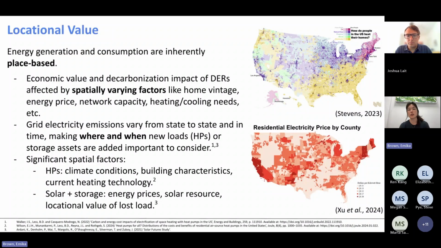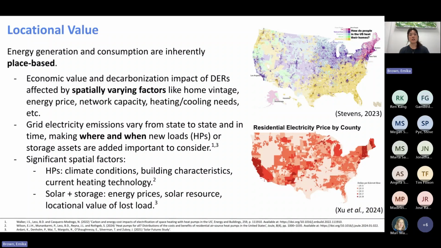And then the map below shows the residential electricity price by county, which is another layer that affects how cost-effective adoption of this kind of technology is. So again, here there's a huge patchwork in how much households are spending on electricity. And so the economic value and decarbonization impact of storage, solar, and heat pump technologies is greatly affected by these spatially varying factors.